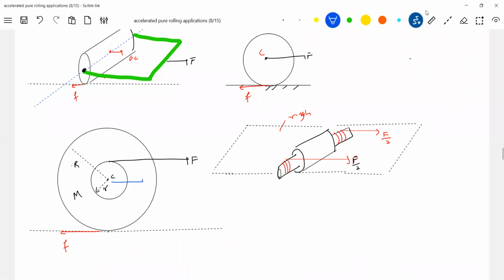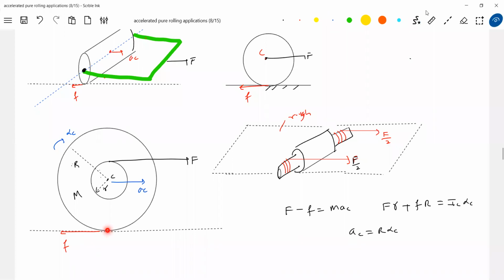The acceleration of center of mass, let it be a_C. What are the equations of motion? You can write it: F minus small f equals m a_C. Then torque equation: F into small r clockwise, then f into capital R, this is also clockwise, equal to I_C alpha_C. For pure rolling, what is the condition? a_C should be equal to R alpha_C. This condition is the acceleration of this point. From that, I'll write a_C equals R alpha_C. Solving this, we'll get the required answer.